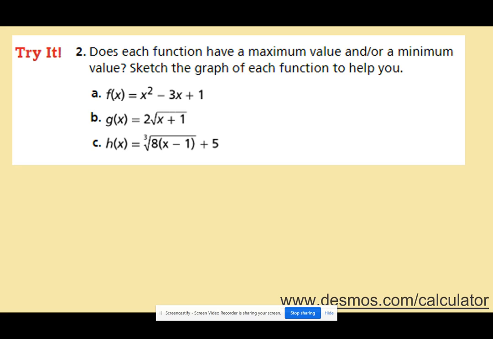Okay, so let's go ahead and try this one. This is your chance to pause the video, try these 3, and come back and check your answers. Again, I recommend you go to desmos.com and put these in the calculator. You do not have to put the f of x and g of x and h of x part. Just put in the right-hand side of your equation.